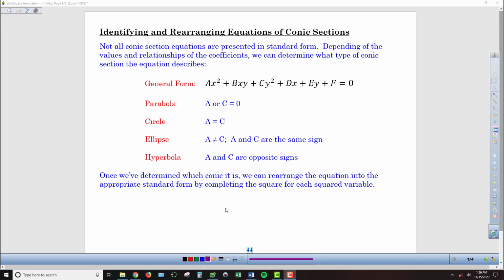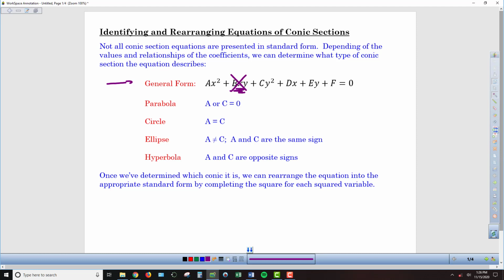Conic section equations are not always written for us in a format that's convenient for us to easily see which conic section we're working with or what its features are. Sometimes a conic section equation is written in this general form where everything is just strung out with the x squared and y squared terms, an x and y term, an integer term, and even sometimes an xy term. Now for our purposes, this bxy term will never be present. That causes the rotation of a conic section, dramatically complicating things, so we'll keep things a little bit simpler.